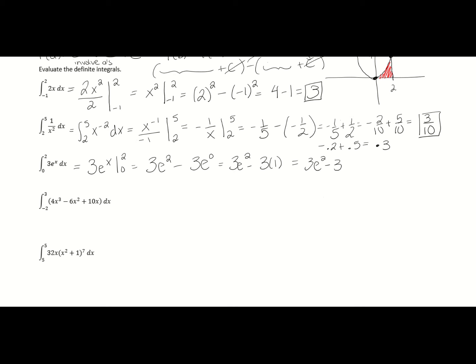And I'm going to leave my answer like this. I don't want to find a decimal. Leaving the e is perfectly okay. All right, let's take a look at the next one.